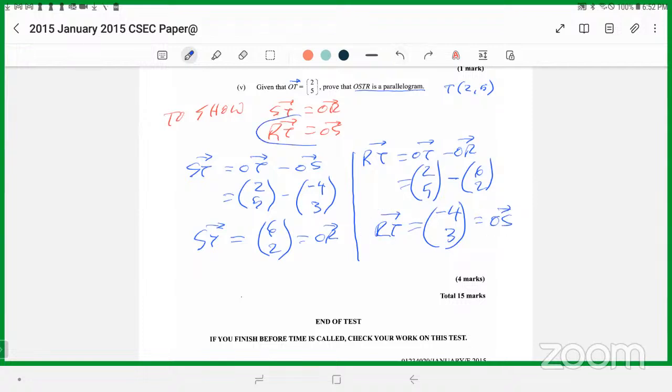So we have now shown that the RT is equal to OS. So this part is shown, that part is shown, and that's what we needed to show. So we can draw the conclusion and say, therefore, OSTR is indeed a parallelogram.